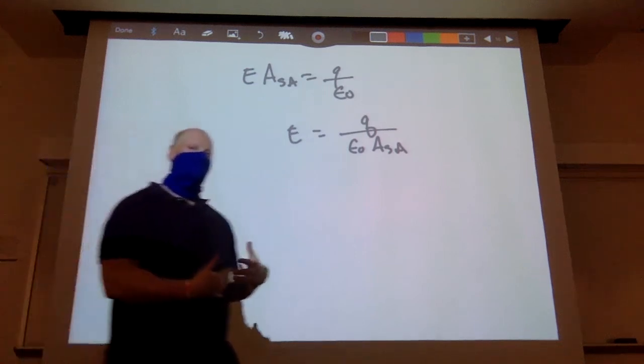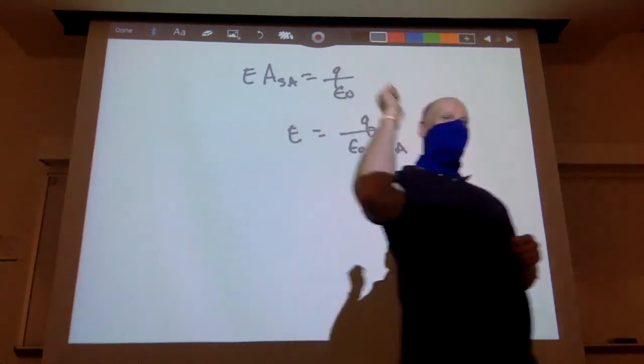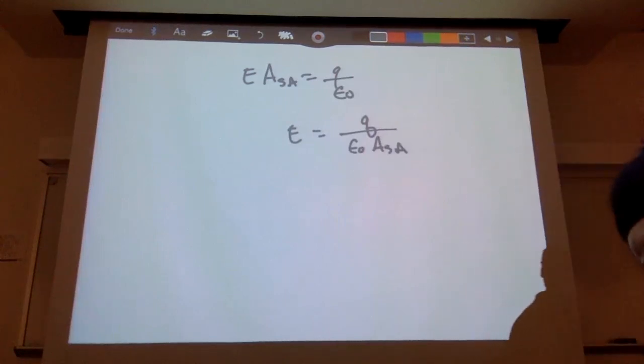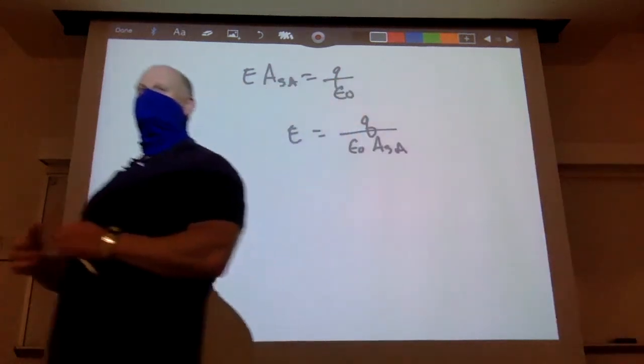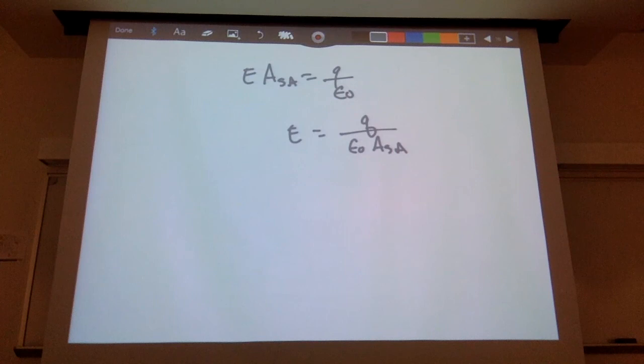This is the beautiful part about Gauss's law. I never had to do an integral. The only thing I need to know is what is the surface area of the object that I drew. That's it. What's the surface area of a sphere? This may be the hard part. I may not know what that actually is. So anybody know what the surface area of a sphere is?